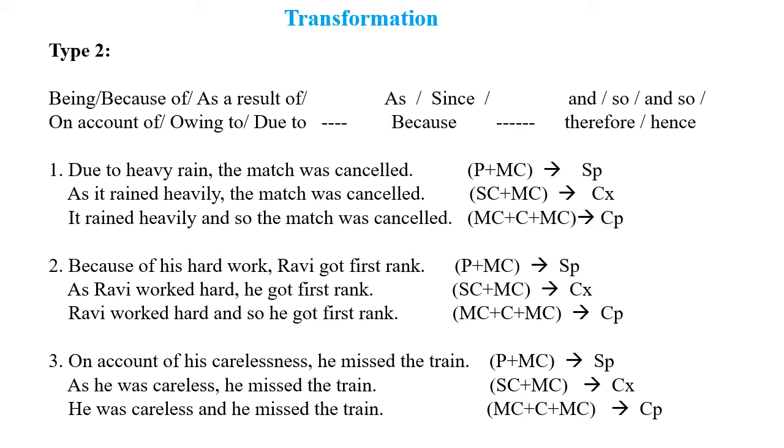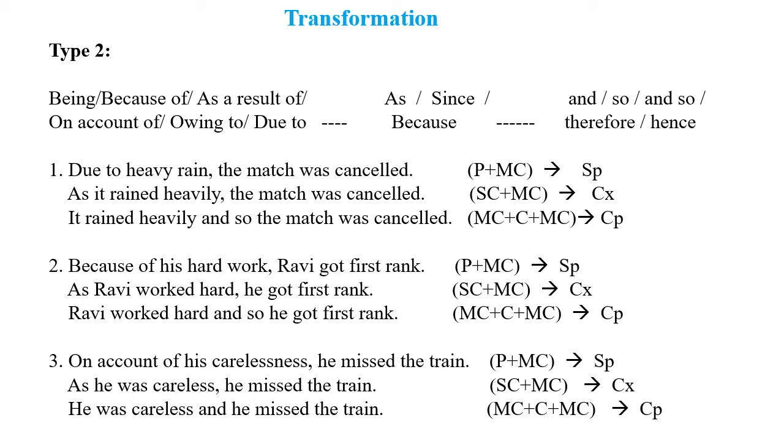Due to heavy rain, the match was cancelled. Due to heavy rain is the phrase. Now this due to is replaced by as. We are introducing the subject it. We are adding the verb rained; was cancelled is past tense, so rained is past tense. Then the noun heavy is changed into the adjective heavily. As it rained heavily. Then again we remove as and put and so, and we'll get the compound sentence. That's all. In the same way, we have two more sentences.